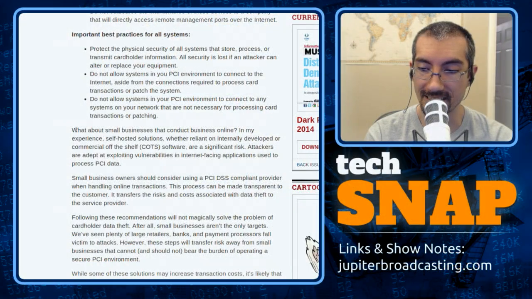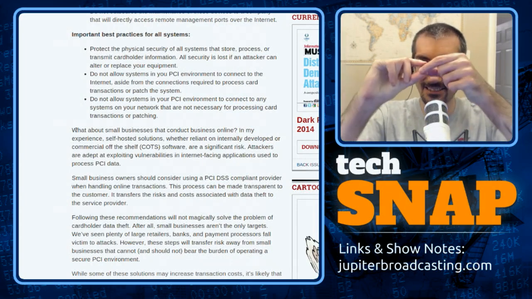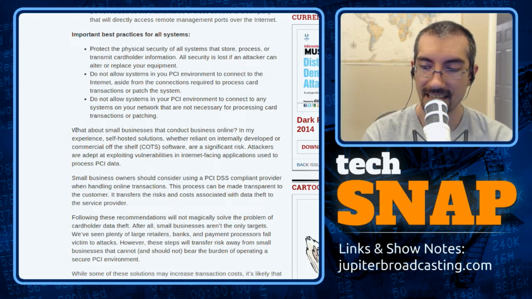Underscore that. Yeah. Also, protect the physical security of all of the systems that store, process, or transmit cardholder information. All your security is lost if an attacker can alter or replace your equipment. Right? If they can stick a keystroke logger in the middle of one of those cables and plug it back in, you're never going to notice this thing. It's like this big. They're microscopic. You're not going to notice it.